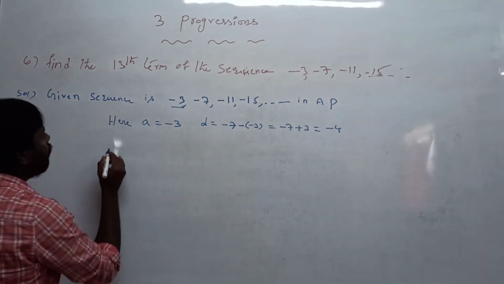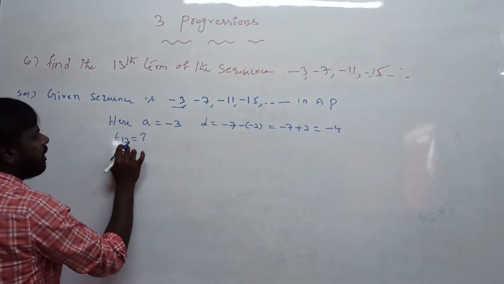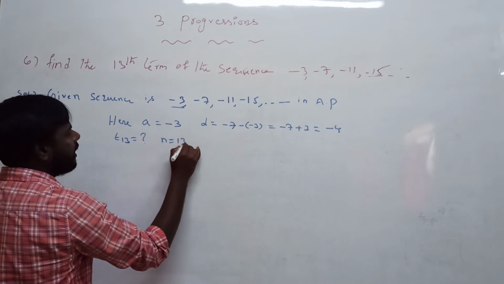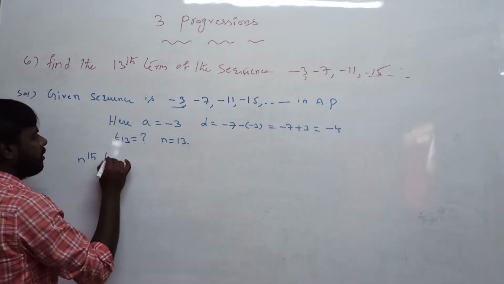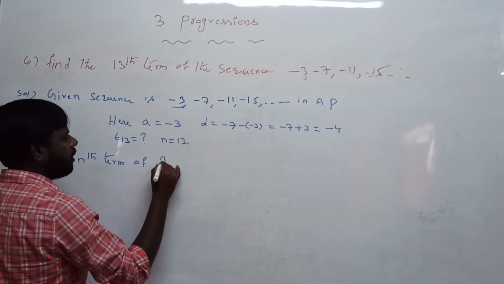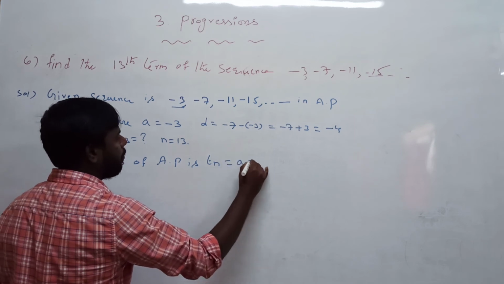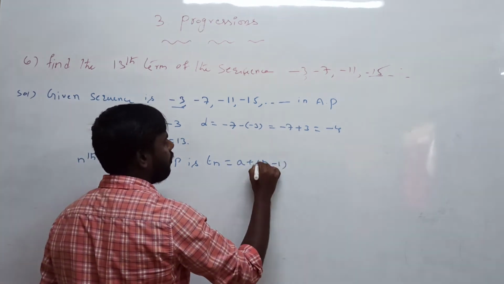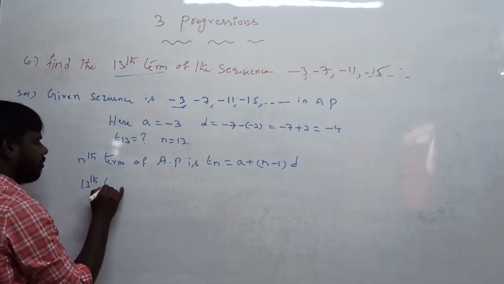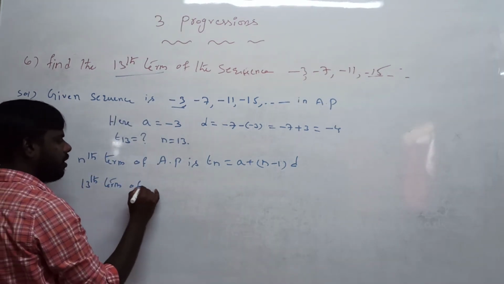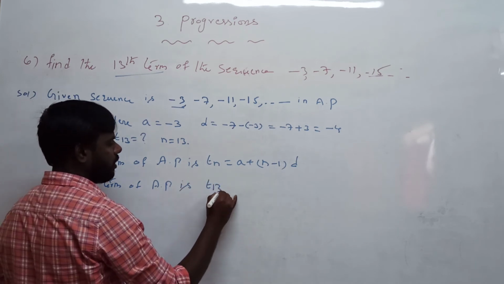What are they asking? Find the 13th term. The n value is 13. Which formula applies here? The nth term of the arithmetic progression formula. The nth term of an arithmetic progression is Tn equals a plus (n minus 1) into d. They are asking for the 13th term.